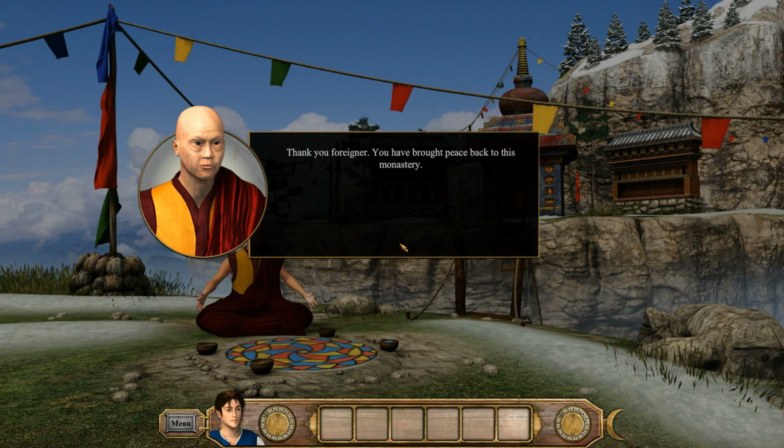Ta-da! Thank you, foreigner. You have brought peace back to this monastery. To find the source of the potion of eternal love, you must open the Totem and gather the tears of the Buddha. Do not be too long. I don't know how long I will be able to keep the passage open.